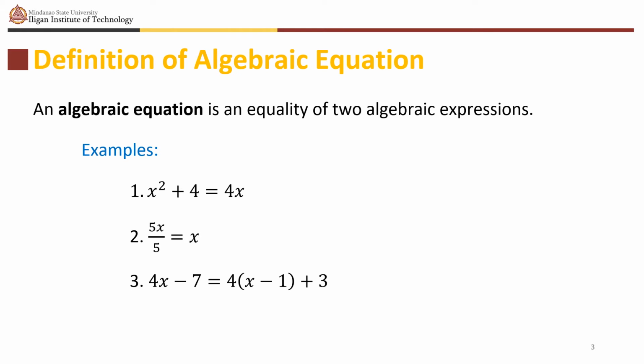We define an algebraic equation to be an equality of two algebraic expressions. For example, we have x squared plus 4 equals 4x, 5x over 5 equals x, and the third example here, 4x minus 7 equals 4 times the quantity x minus 1, closed quantity, plus 3. Notice that x squared plus 4 equals 4x is not a linear equation, but it is an algebraic equation.